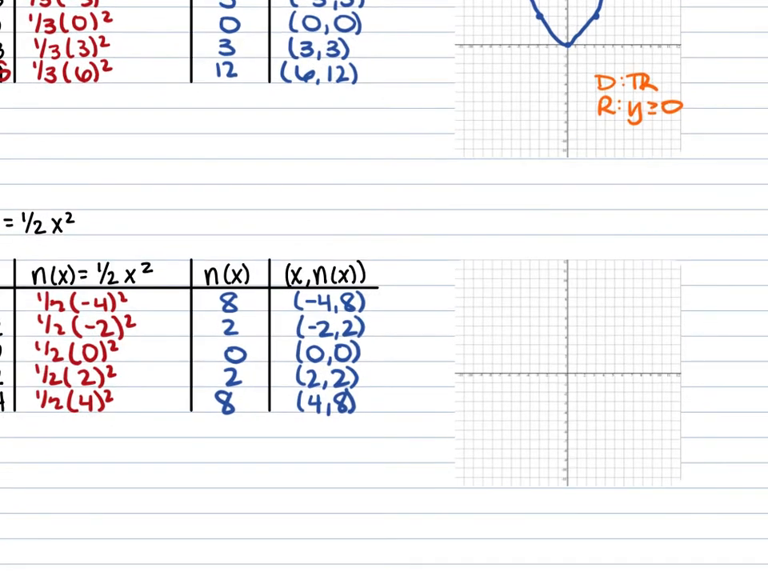So plotting these ordered pairs, negative 4, 8 is here. Then we have negative 2, 2, 0, 0, positive 2, 2, and positive 4, 8. Our domain for this one is all real numbers, and our range is y is greater than or equal to 0.